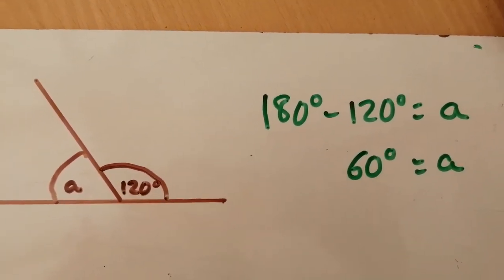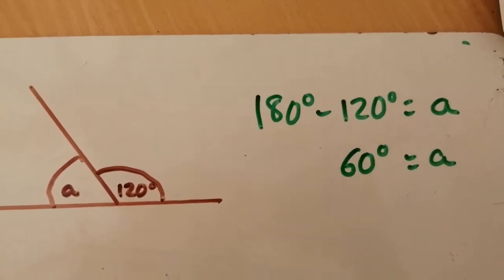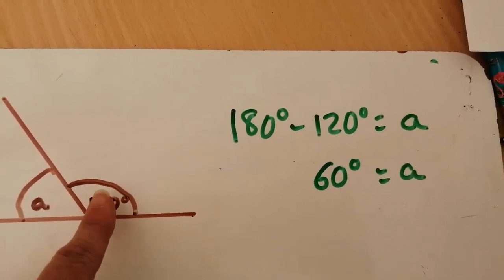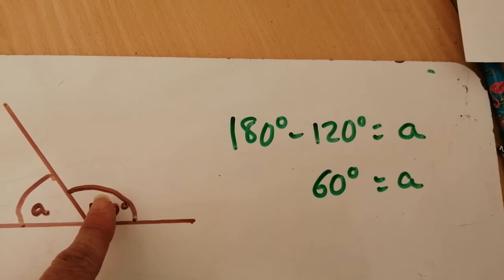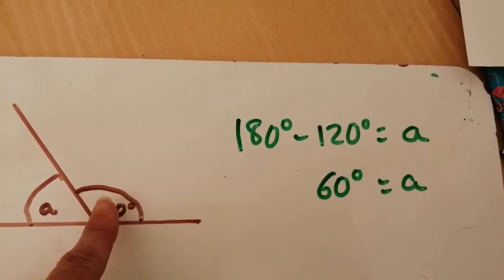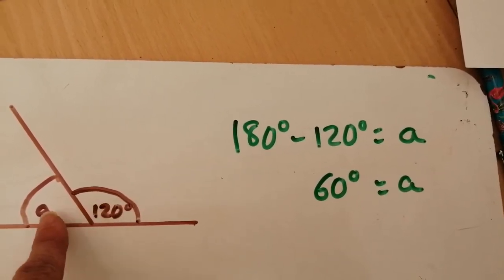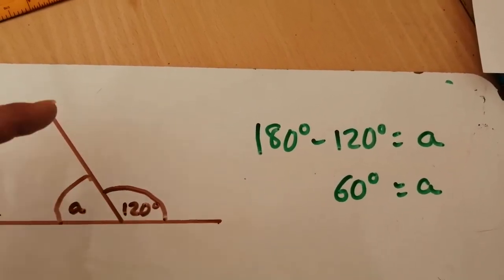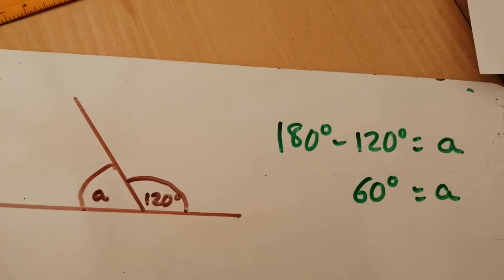So on the first one, 180 degrees would be our angle for the whole straight line. If we take away the 120 that we're given, that will give us A. 120 away from 180 gives us 60 degrees for A, which looks about right. It's not drawn to scale, but you can tell it's an acute angle, so that seems okay.